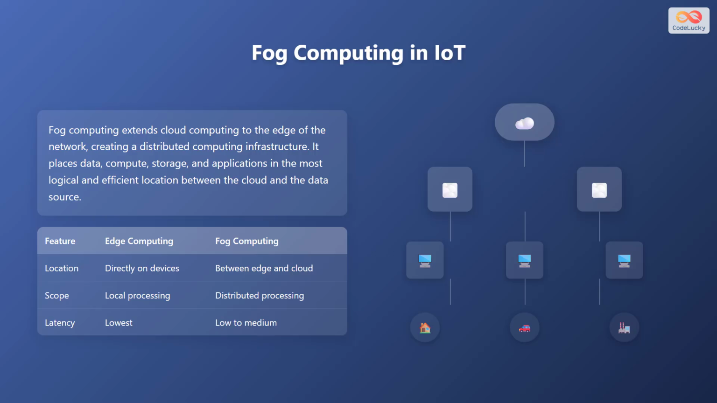How does this compare to edge computing? Well, edge computing typically happens directly on devices. It is for local processing, resulting in the lowest latency. Fog computing, on the other hand, occurs between the edge and the cloud, enabling more distributed processing with low to medium latency.